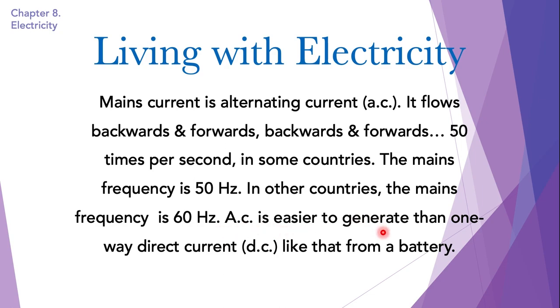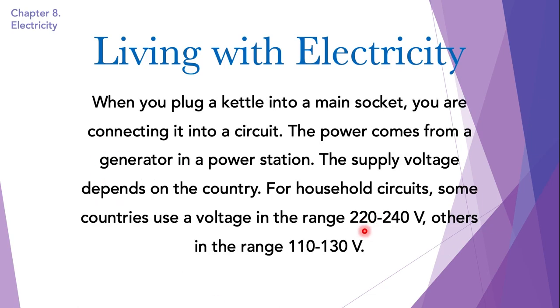So alternating current is easier to generate than one-way direct current, like that from a battery. The backwards and forwards movement is basically oscillations, and it does this 50 times per second. So we say that the mains frequency is 50 Hz. In other countries, the mains frequency is 60 Hz. So this is the mains current. Voltage ranges from 220 to 240 volts, and in some other countries it ranges from 110 to 130 volts.